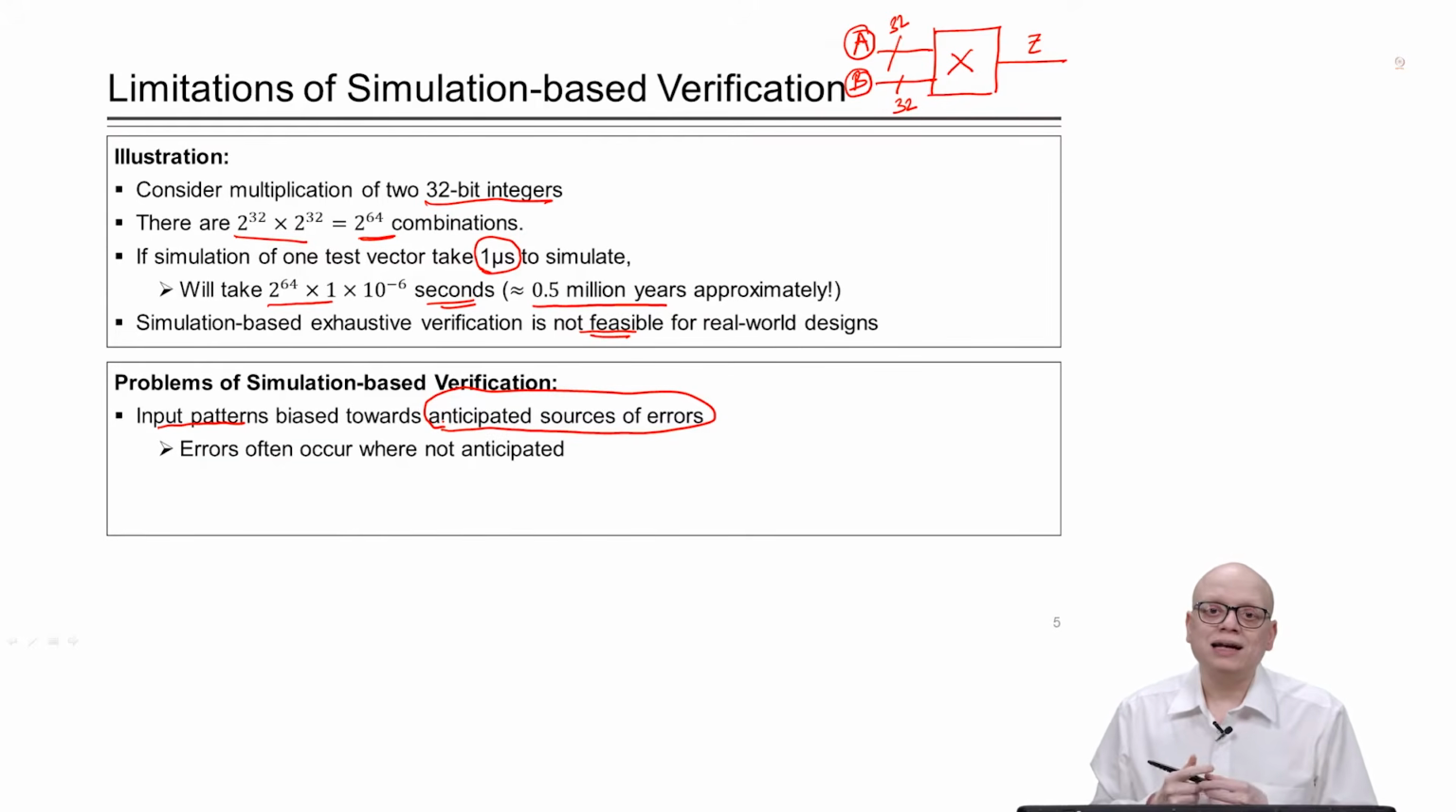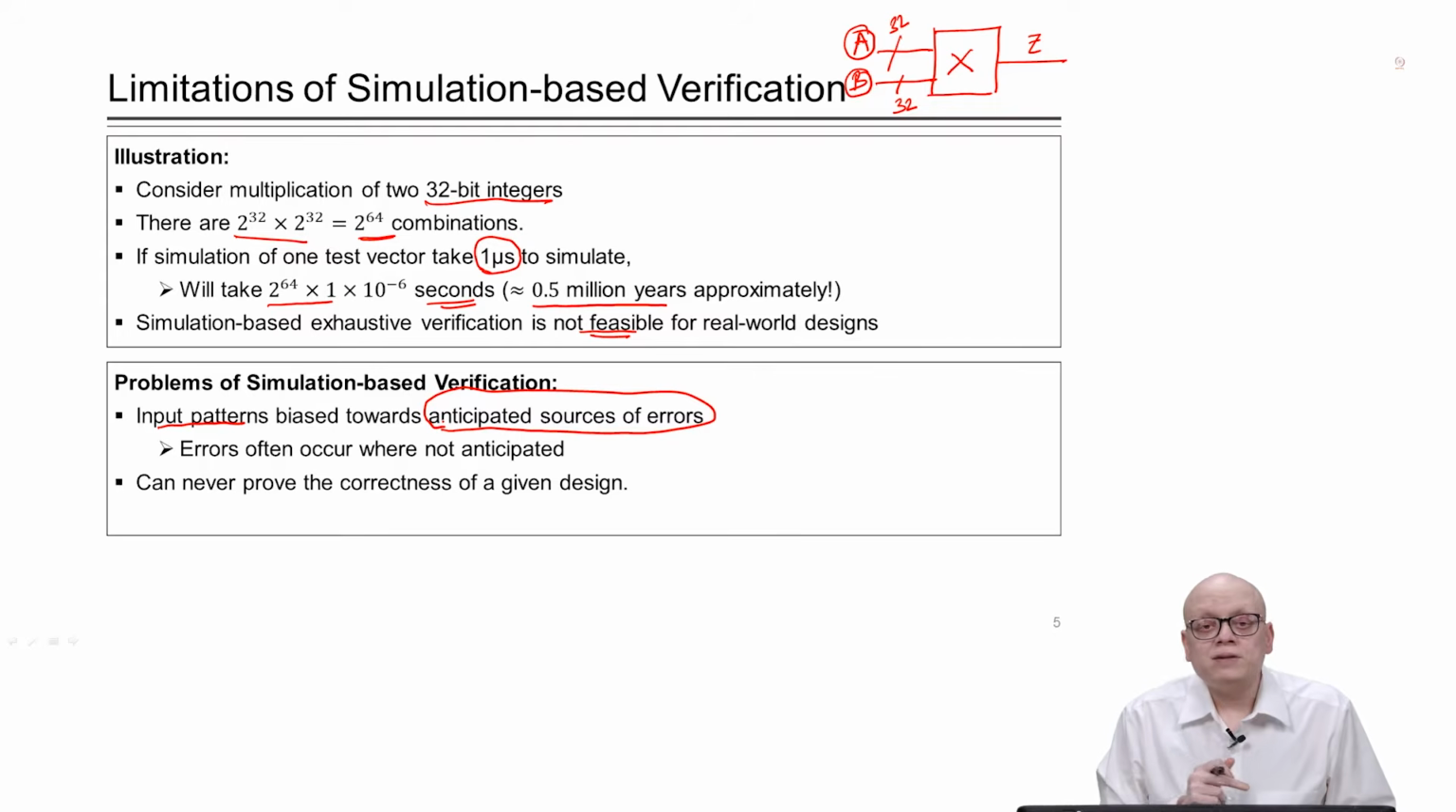But it turns out that errors typically do not occur in cases where we can easily anticipate them. Actually, errors often exist in those parts of the design where the designer has not paid attention. Therefore, simulation based techniques leave a lot of room for improvement in terms of the thoroughness of verification.